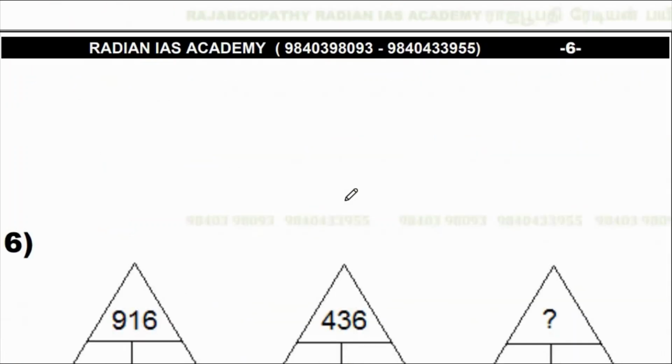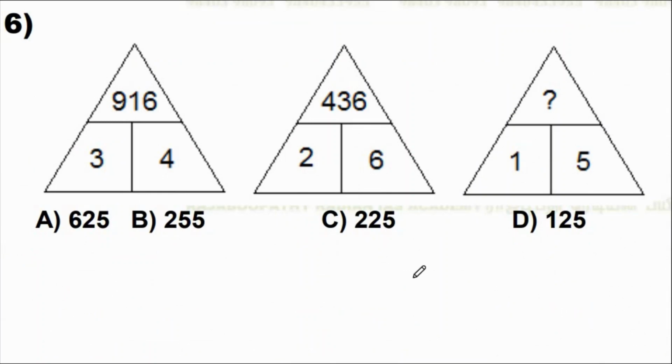Next, what is the answer for this? This is simple. So the logic can be anything. You are supposed to find the pattern, in what pattern the numbers are related. In what way 9 and 16 are related to 3 and 4. 4 and 36 are related to 2 and 6. So whenever I see 4 and 36, something related to 2 and 6. So 2 squared is 4, 6 squared is 36.